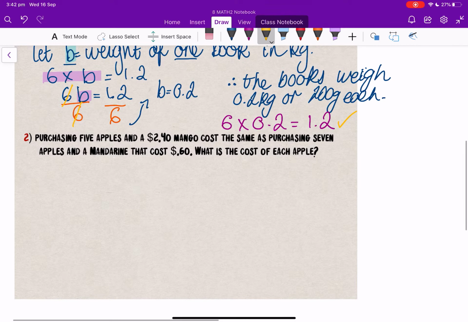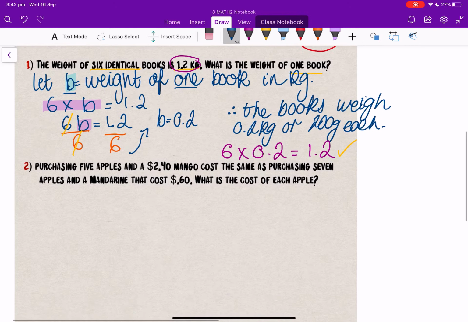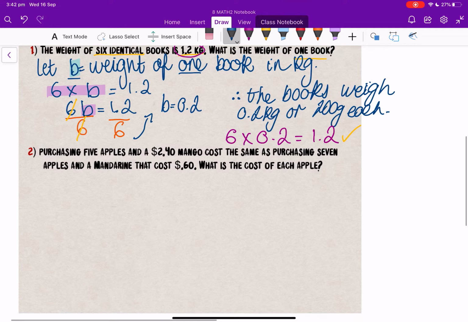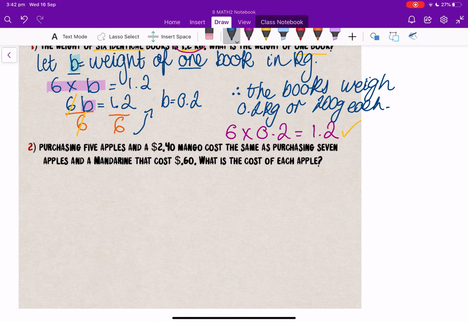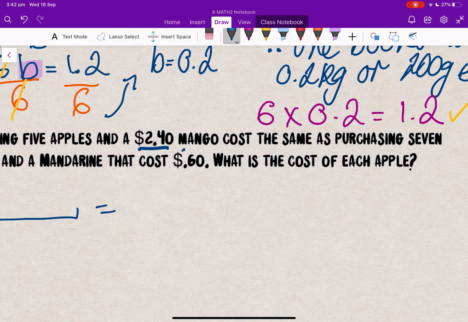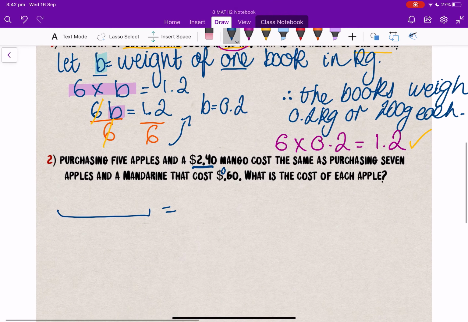Okay, let's have a look at a slightly more complex problem, and this will be as challenging as the questions get. So if you can understand this, then you can do all the questions. So it says purchasing 5 apples and a $2.40 mango costs the same as, so this side is going to be equal to our next part of the sentence, purchasing 7 apples and a mandarin that costs 60 cents, so just like 0.6. What is the cost of each apple?